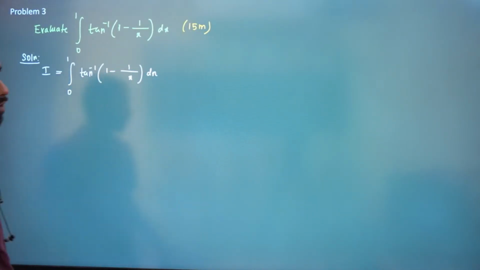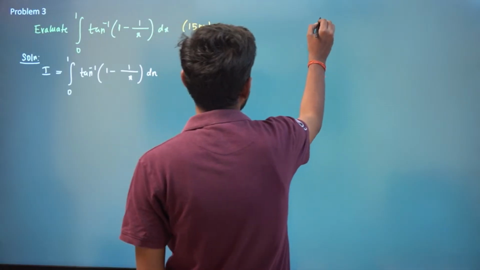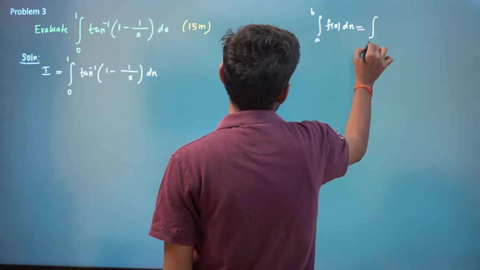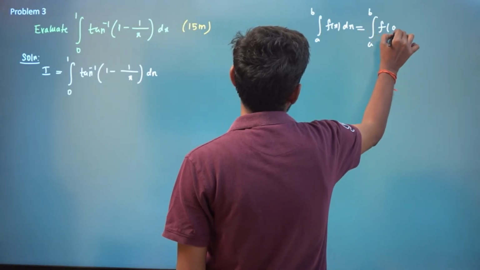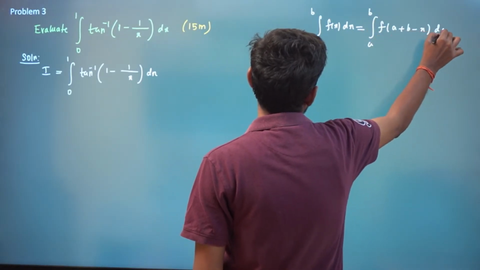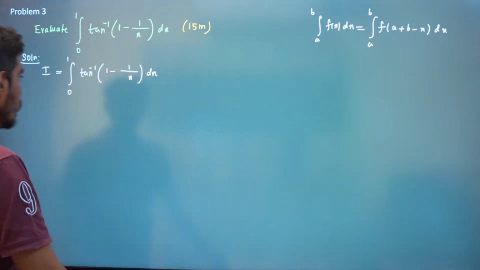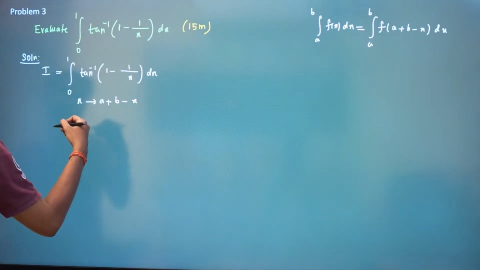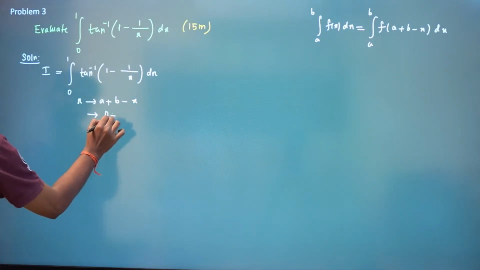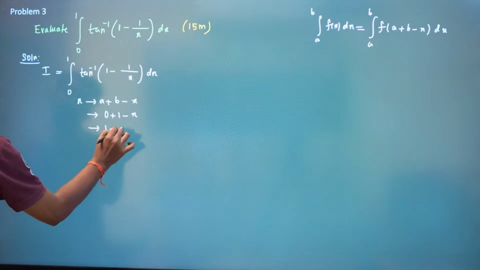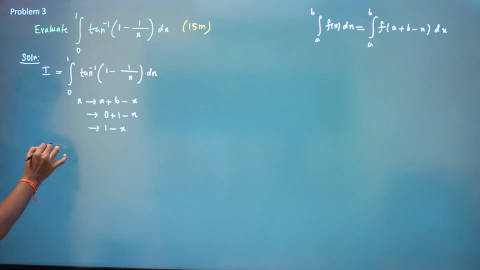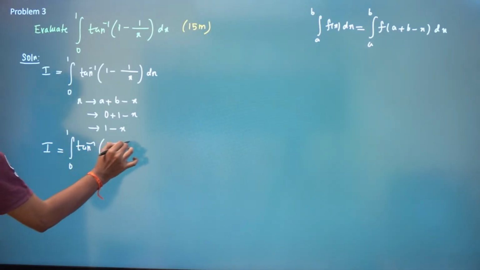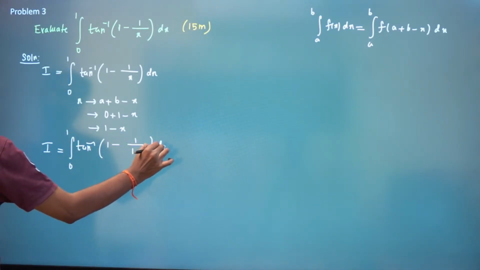Now I'm going to make use of King's rule. That is, integration of a to b f of x dx is the same as integration of a to b f of a plus b minus x dx. That is, if you replace x with a plus b minus x, the integration will be the same. So here a is 0, b is 1. So you have to replace x by 1 minus x. The integral value is the same. So the same integral I is now 0 to 1 tan inverse of 1 minus x dx.